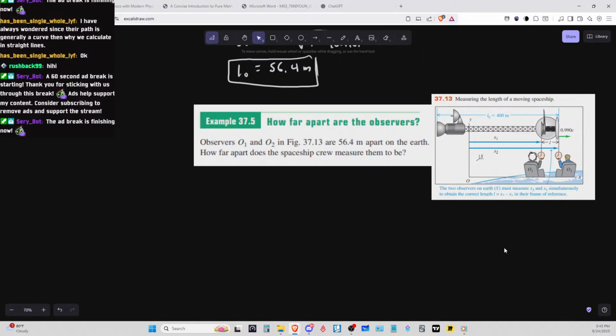Alright, how far apart are observers? Oh, okay. Observer 1 and observer 2. Two observers on Earth simultaneously attain the length of... Oh, okay. So the two observers in the figure are 56.4 meters apart on Earth. How far apart does the spaceship and the crew measure them to be? Oh, okay.